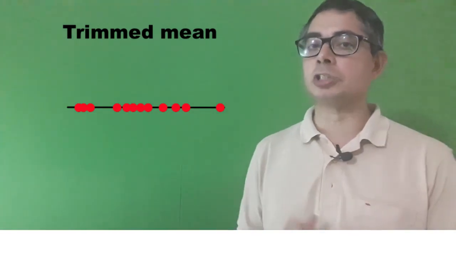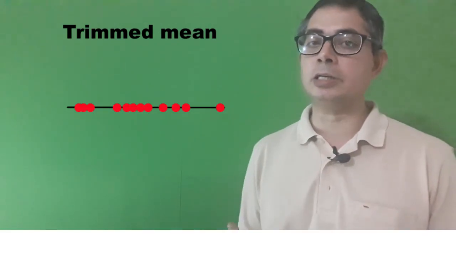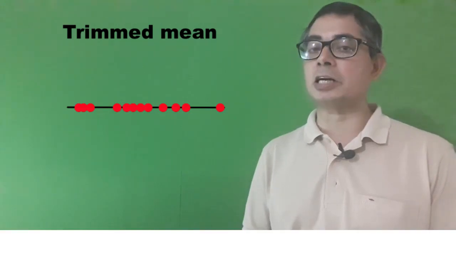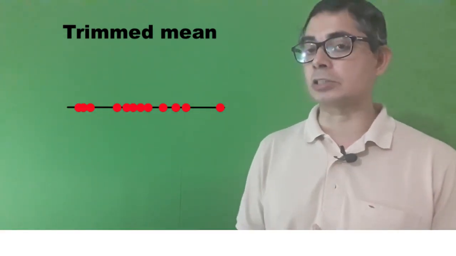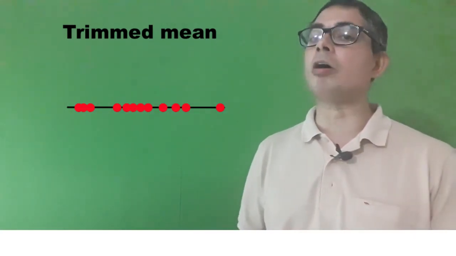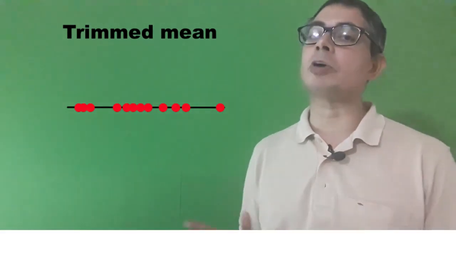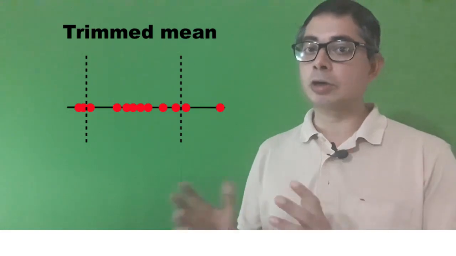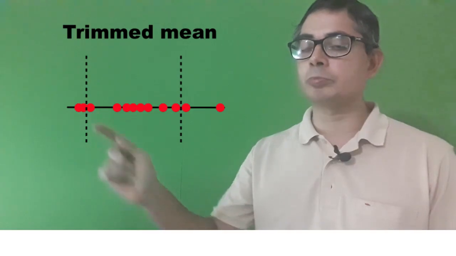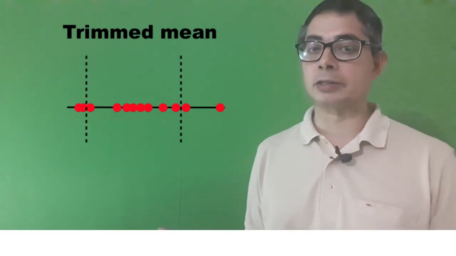Depending on how far we trim, we have different versions of trimmed mean. For example, 10% trimmed mean or 5% trimmed mean. A 10% trimmed mean will first discard the most extreme 10% of the points, 5% from either end, and then compute the usual mean of the rest. Suppose in our example, we trim off 2 points from each end and compute the mean of the rest. We have trimmed out these 2 points and these 2 points and compute the mean of the rest. Now the outlier can have no effect.